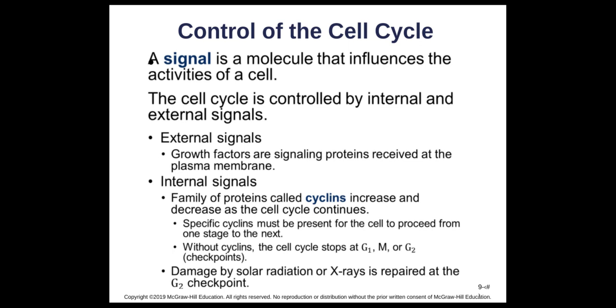If we don't have cyclins, we stop at G1, G2, or mitosis. So those are those little checkpoint stop signs. Some examples: if there is solar radiation, like from the sun or from X-rays, then that could mess up our cyclins for that G2 checkpoint, and then the cell cycle does not continue with that cell. So it's a protection.